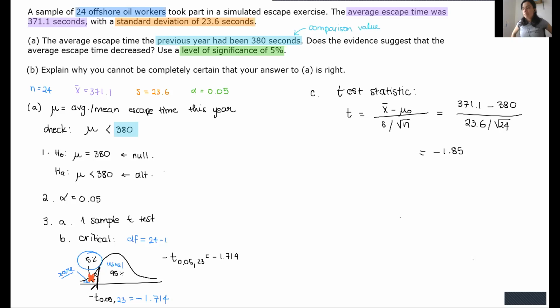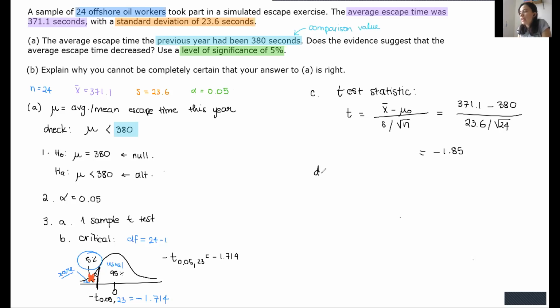Yes? Why is the t negative if it's before the line in the middle? Oh yeah, it's because it's on the left side of the distribution. So if it's before that, it's negative. If it's above that, it's positive. Thank you. Yep.